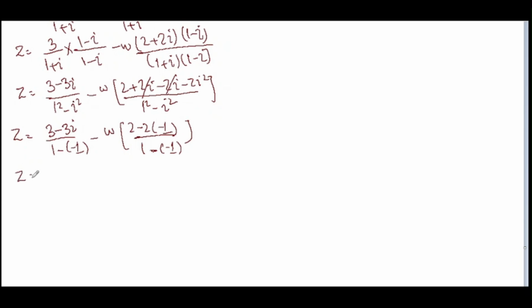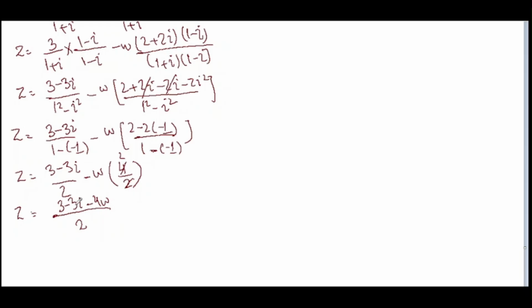Okay, z equals (3 - 3i) divided by 1 plus 1 is 2, minus w into 2 minus 2 into minus 1, which is 2 plus 2, which is 4, divided by 1 plus 1 is 2. Now we have to take 2 as LCM and we get z equals (3 - 3i - 4w)/2.